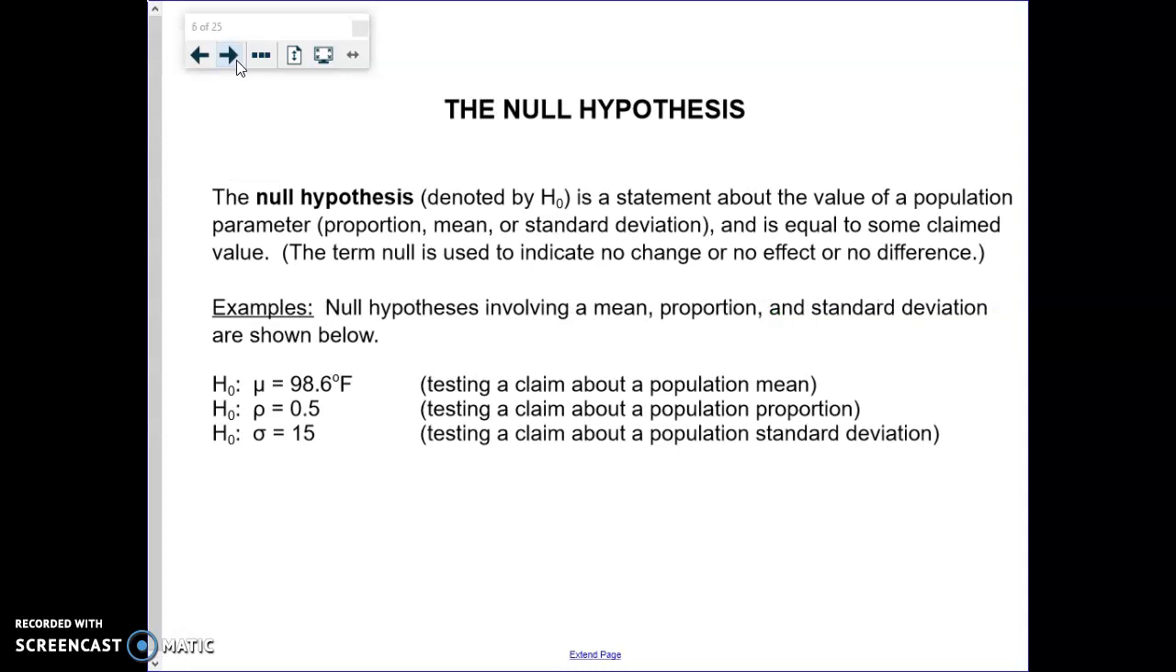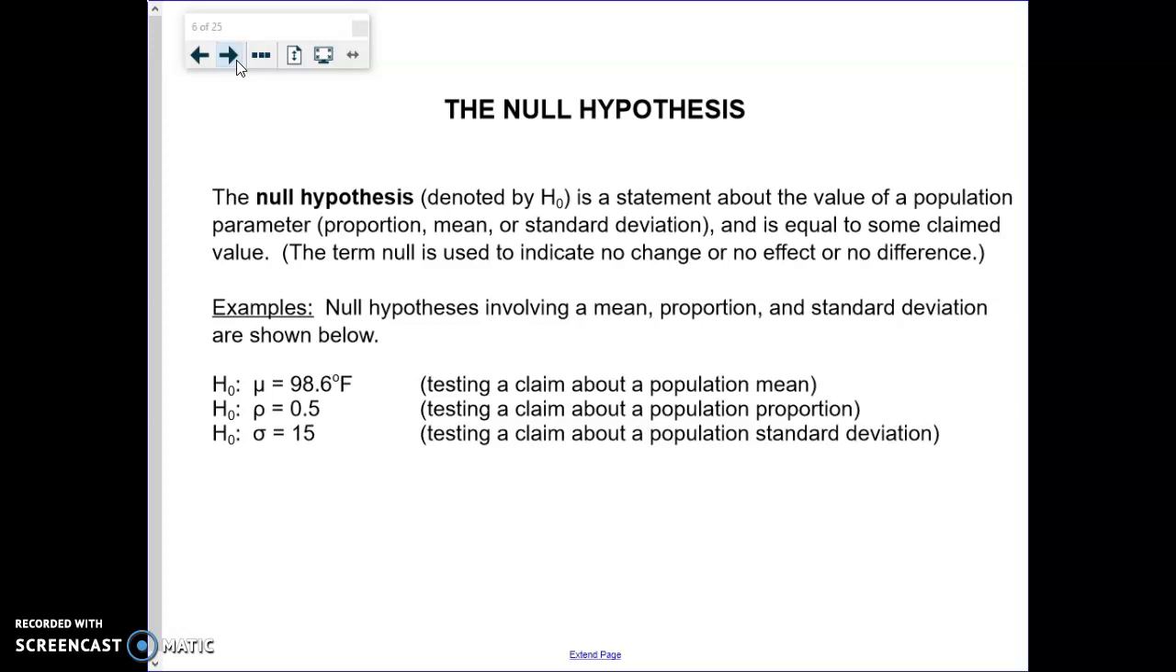Now, there are 2 types of hypotheses. There's something called the null hypothesis, and that's denoted by H0, H sub 0. That is a 0, not an O, and it is a statement about a value of the population parameter. Now, again, we're talking population means here, but it could be about a proportion, it could be a standard deviation, and is equal to some claimed value or known value. The term null is used to indicate no change, no effect, or no difference. A lot of times the null hypothesis is called the dull hypothesis. Why dull? Because it just means it's a status quo. Matter of fact, null does mean status quo.